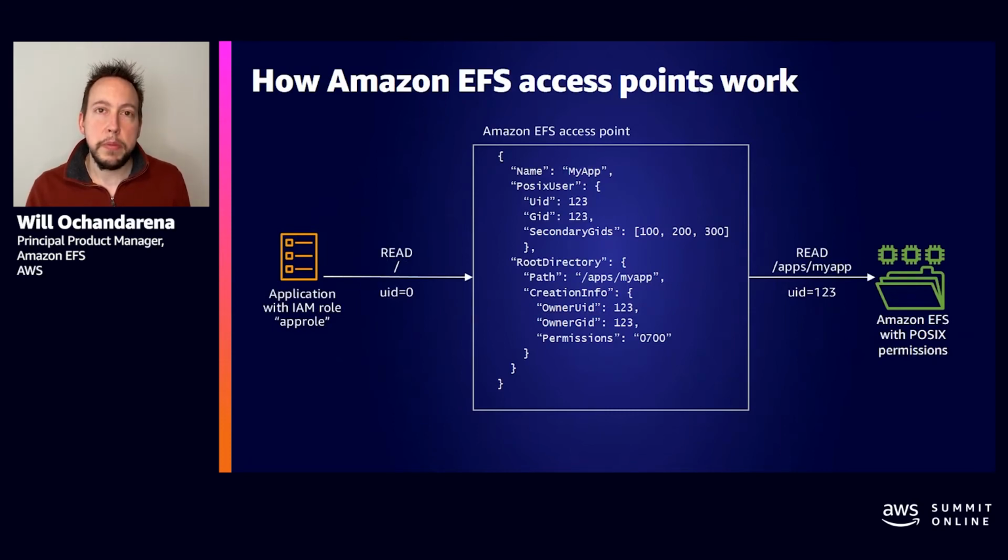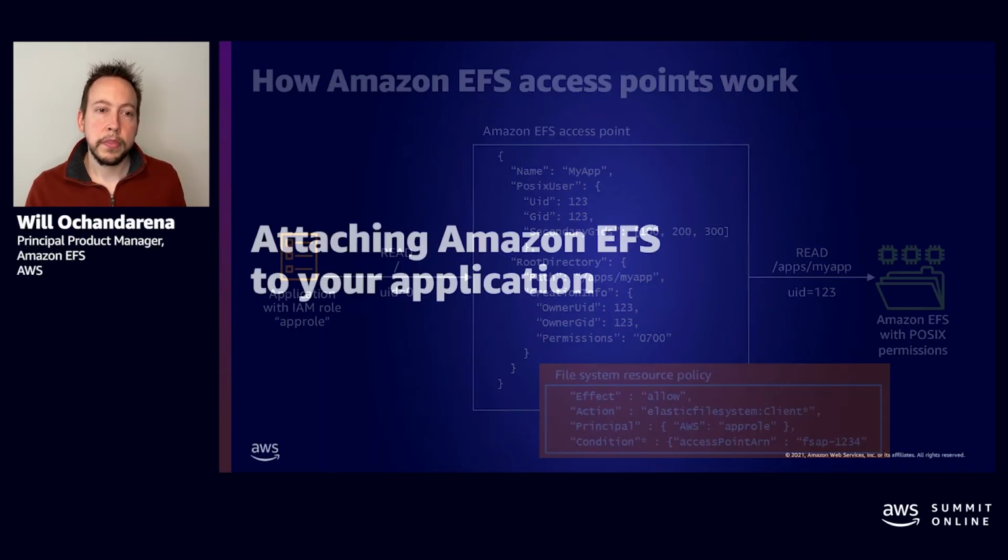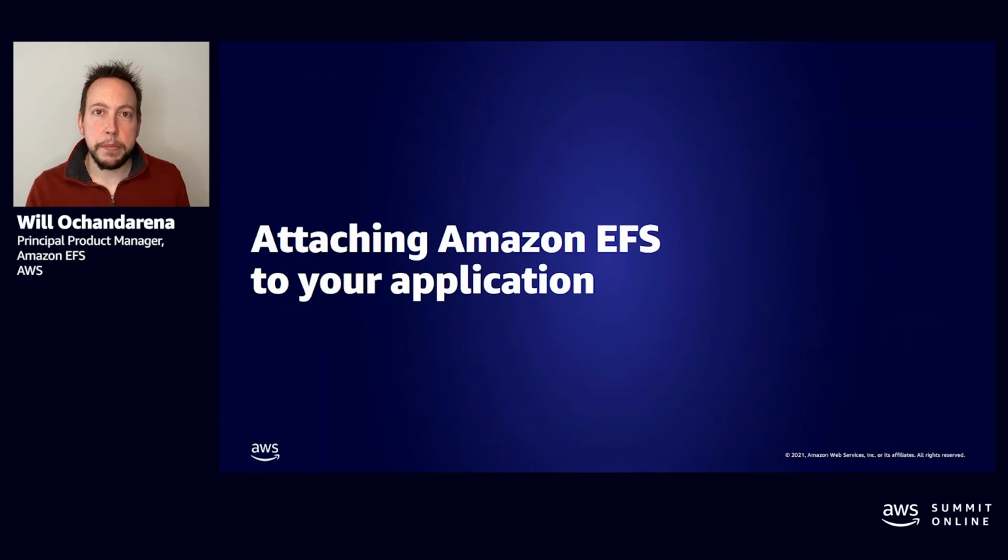Now, the last thing you may be wondering is how to make sure that a particular application can only use a particular access point. And for that, you can use IAM policies in order to map a specific IAM role to an access point using a condition key. So now that we've talked about how to set up the identity piece of it, let's actually attach file systems to your applications.